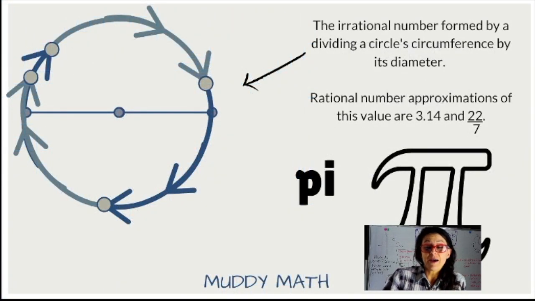Remember that pi is the irrational number formed by dividing a circle's circumference by its diameter. It's approximated with a rational number value of 3.14 or 22/7. This image shows the distance of pi wrapping around the circle a little more than 3 times, 3.14 times.